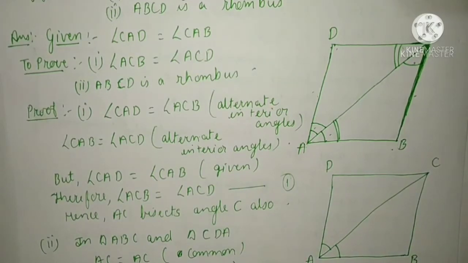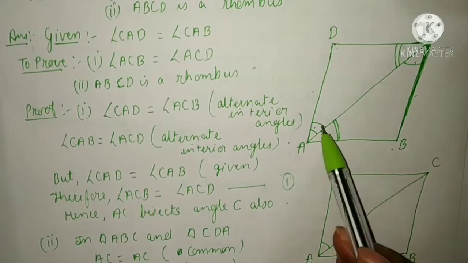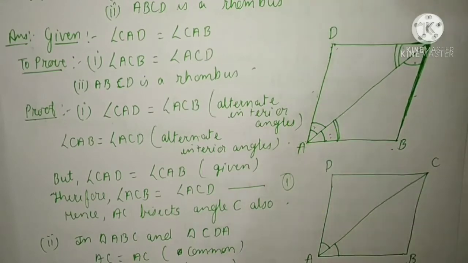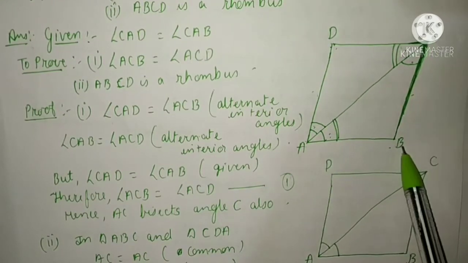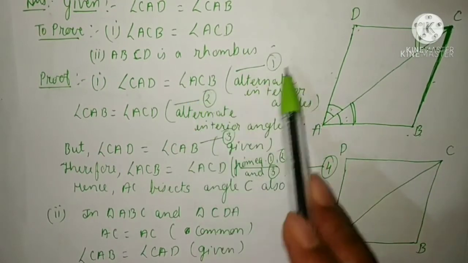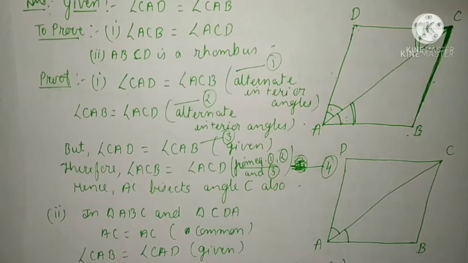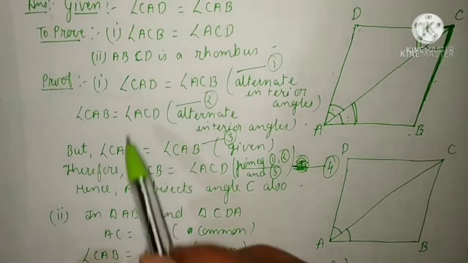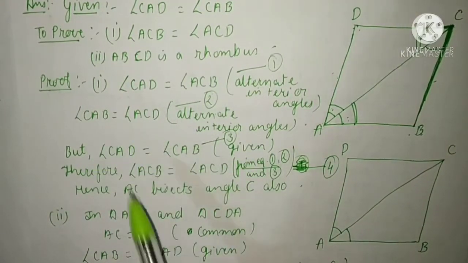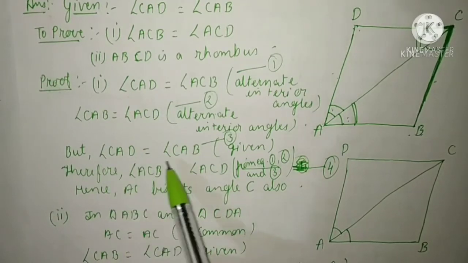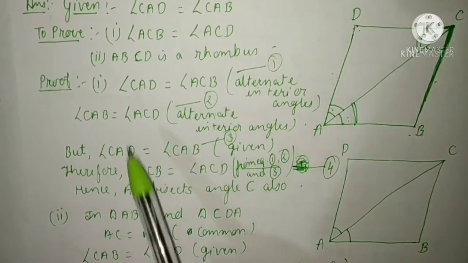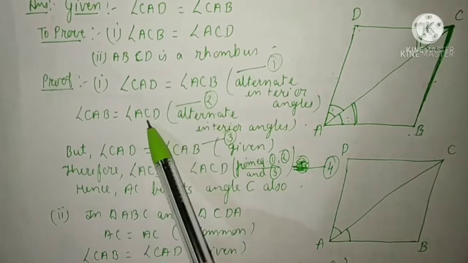Now one more thing is given to us, that these two angles are equal. That is, angle CAD is equal to angle CAB. This is given to us. Now name these equations as equation number 1, 2 and 3. Okay. Now we can see that CAD is equals to ACB, CAB is equals to ACD, and CAD is equals to CAB. So from equation 1, 2 and 3, if these two are equal, then these two will also be equal.